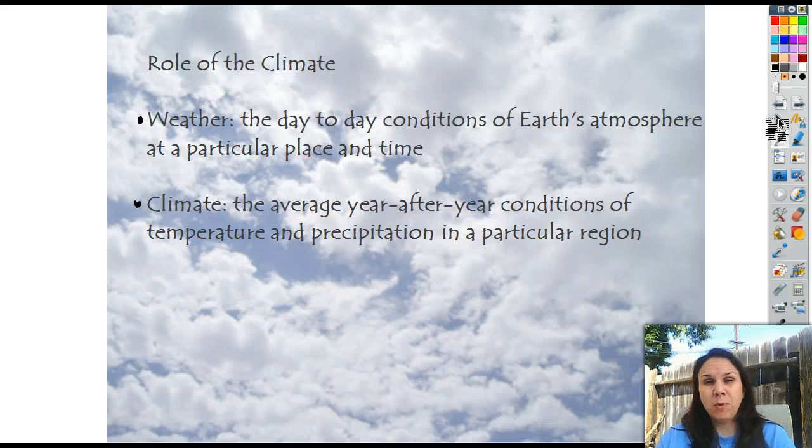So, February, the weather is usually cold and rainy. This year, it's kind of a little bit on the sunny side. And so the weather changes. But overall, there isn't a whole big change. If we look at the averages of all the weather put together, we get the climate. And that's this one here. Climate is the average year-to-year conditions of temperature and precipitation in a particular region. It's kind of like taking the averages of all the weather and putting it together, and we get a climate.